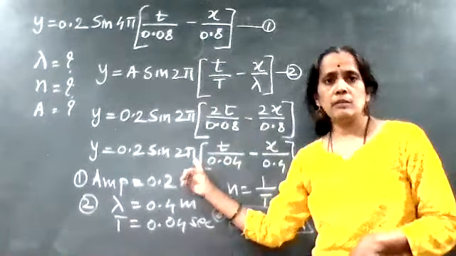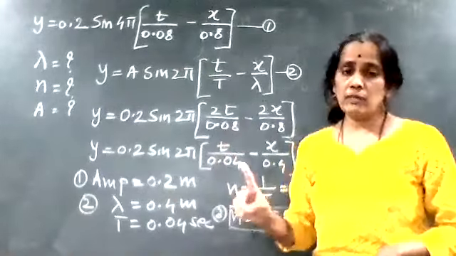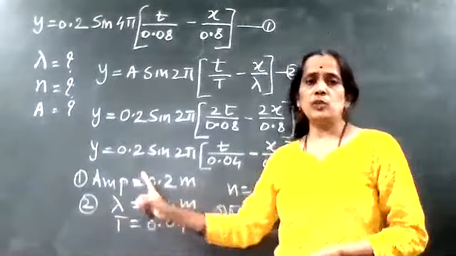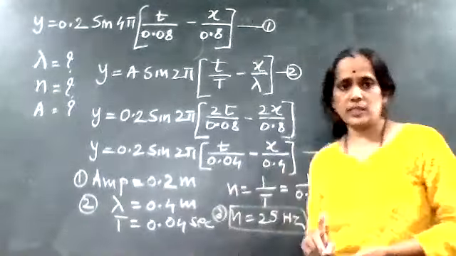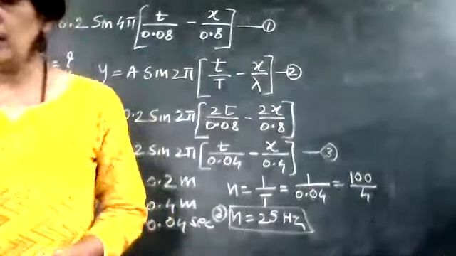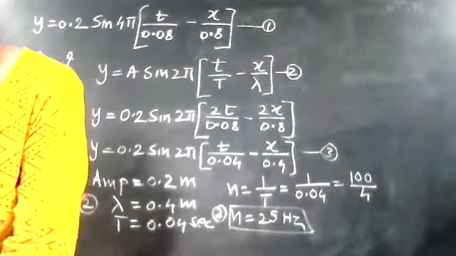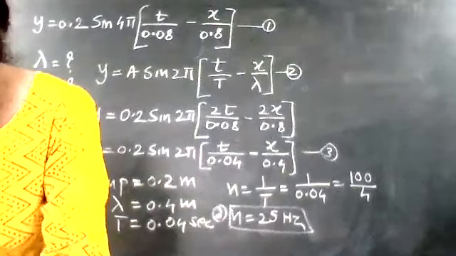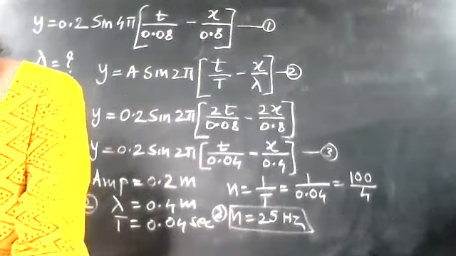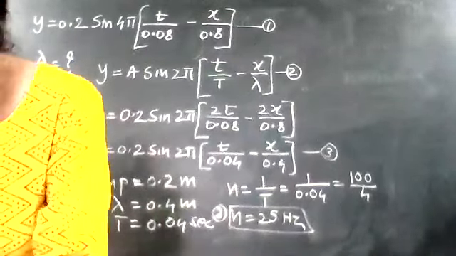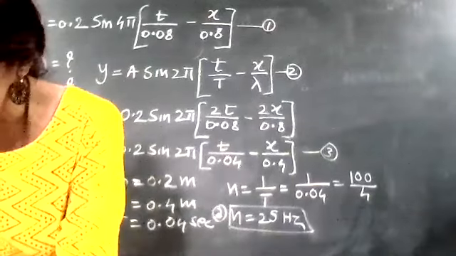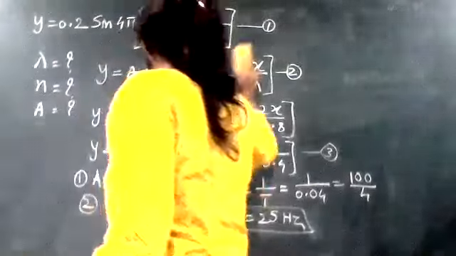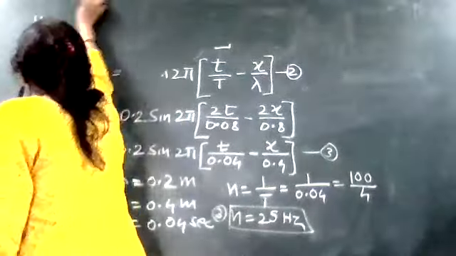So here, compare your given equation with the standard equation, and from that we can get the values of amplitude, wavelength as well as frequency. Fine? Okay. Now the standard equation we have finished. Now directly your numerical problems will start from problem number 10. Clear?